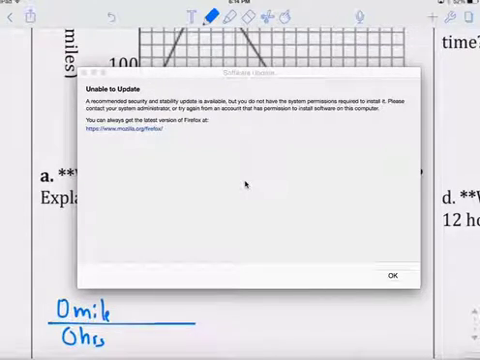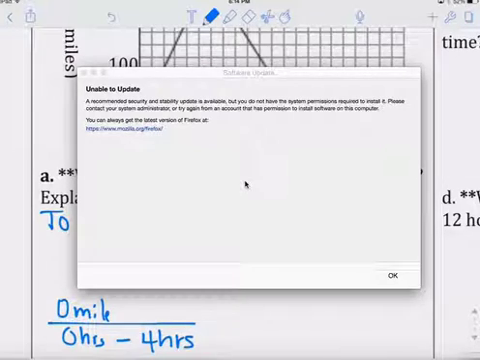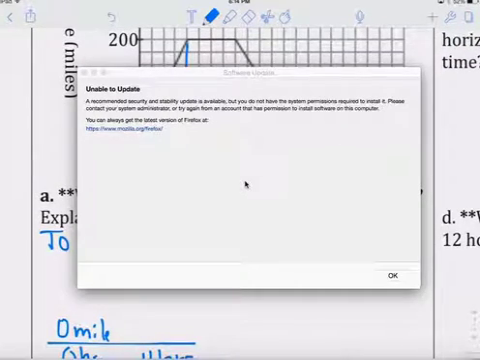So to find speed, or rate of change, it's distance over time. So he's at 0 hours to 4 hours. At 4 hours, he's at 200 miles.